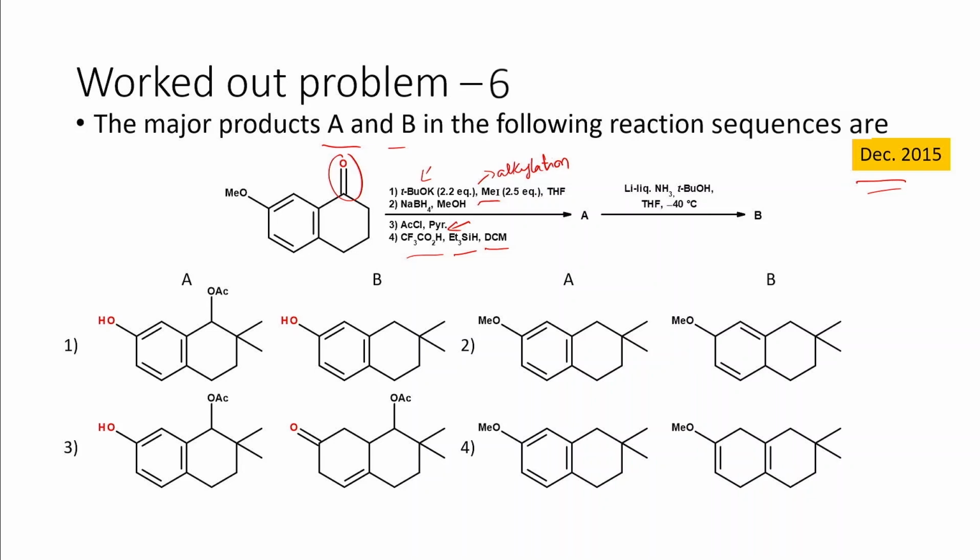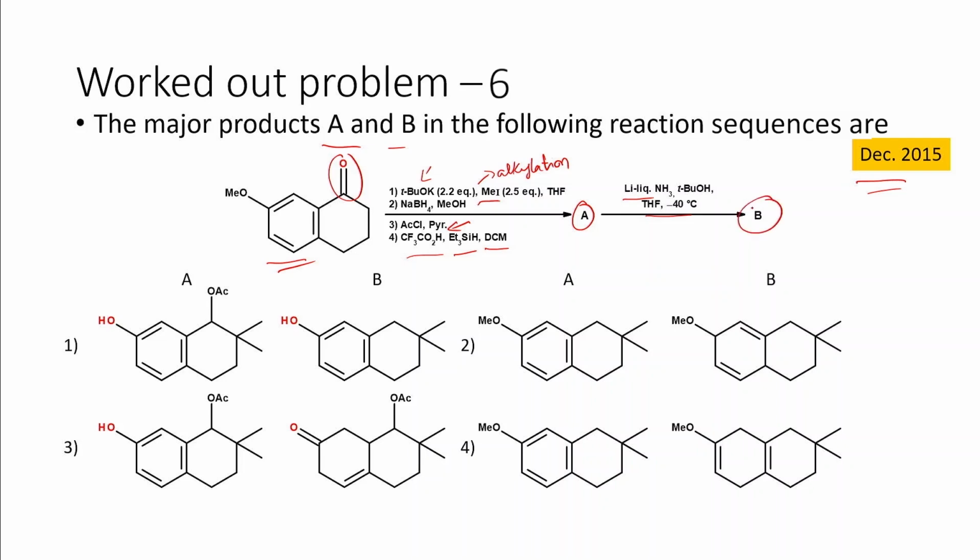And then we end up with some intermediate A, and this intermediate A is further subjected to lithium in liquid ammonia, that is nothing but the Birch reduction conditions, in the presence of tertiary butanol as a solvent, and the reaction happens at minus 40 degrees centigrade. So we are probably going to end up with the reduction of this aromatic system. That is what is going to happen in the second conversion from A to B.